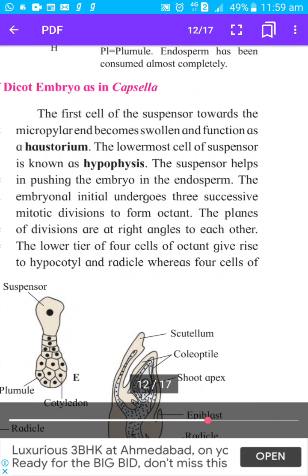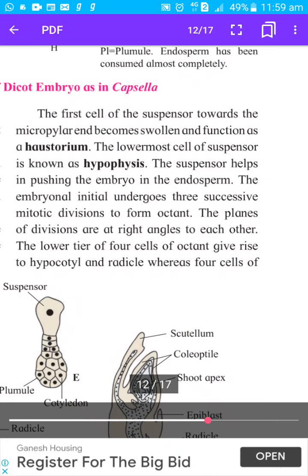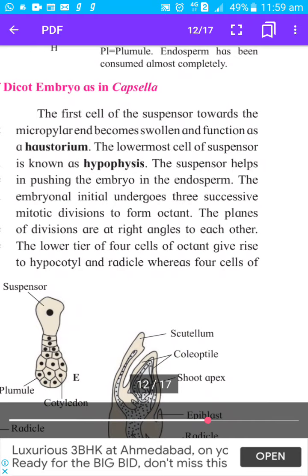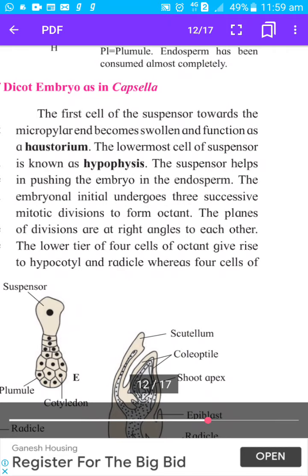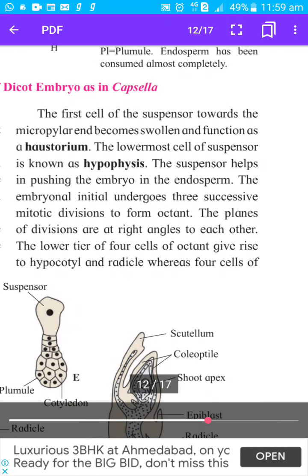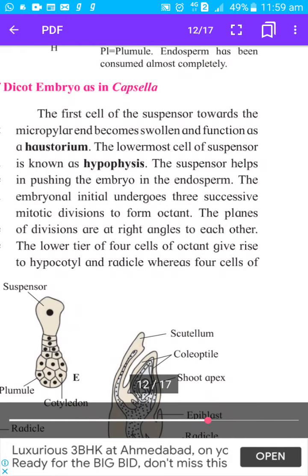The lowermost cell of the suspensor is known as the hypophysis. The suspensor helps in pushing the embryo into the endosperm. So what is the function of this suspensor cell? This suspensor will help to push the embryo into the endosperm.